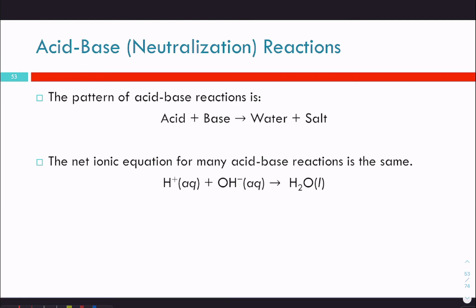So again, we have acid and base forming water and salt. And like I mentioned before too, the net ionic equation for many, not necessarily all, but for many of them is going to be H+ plus OH- gives H2O.